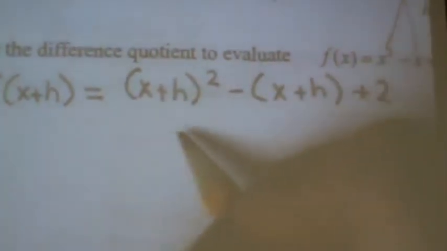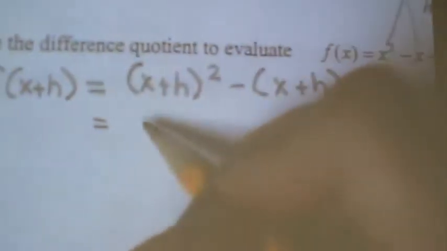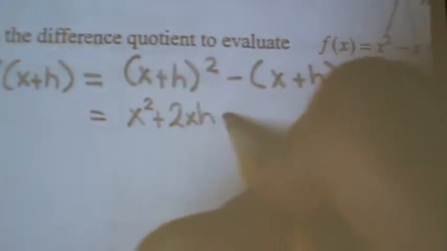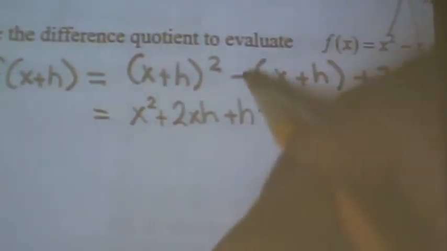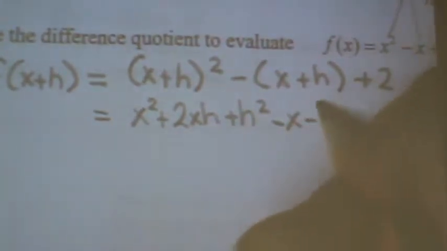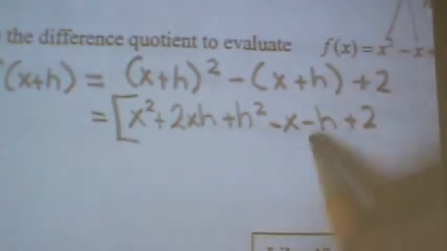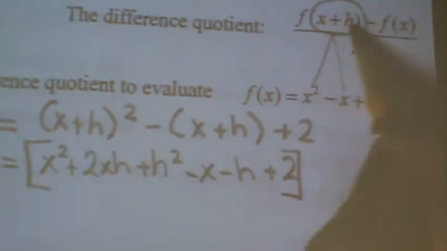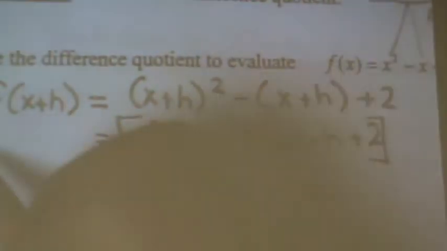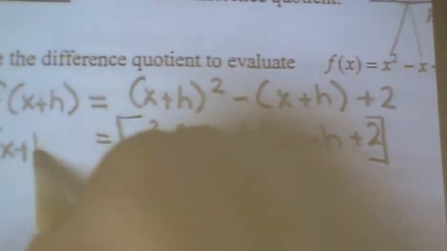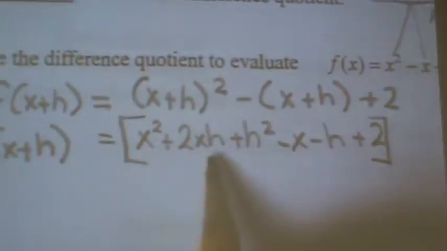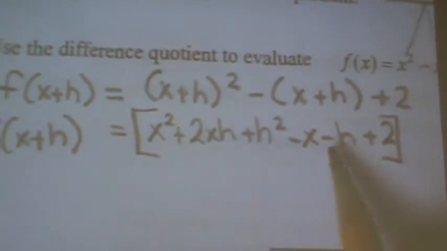So let's clean this up. What do you get when you square x plus h? You get that, and then distribute the negative. There's nothing else you can do. So f of x plus h is equal to x squared plus 2xh plus h squared minus x minus h plus 2.